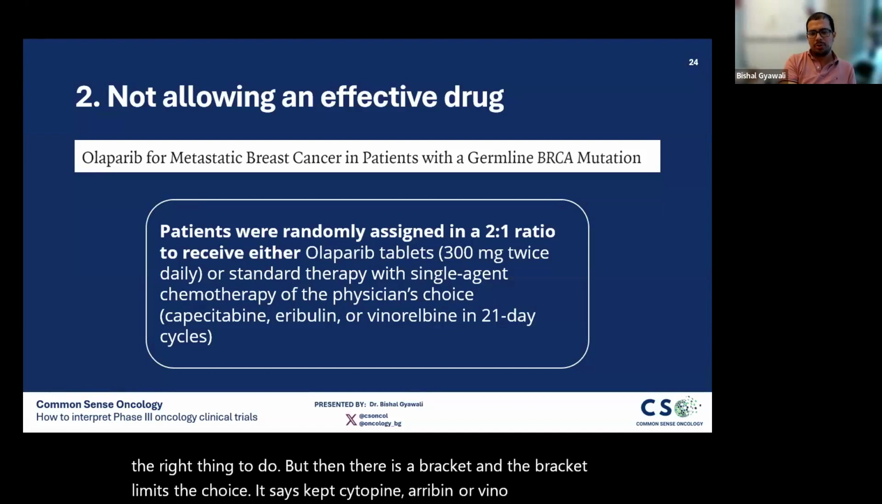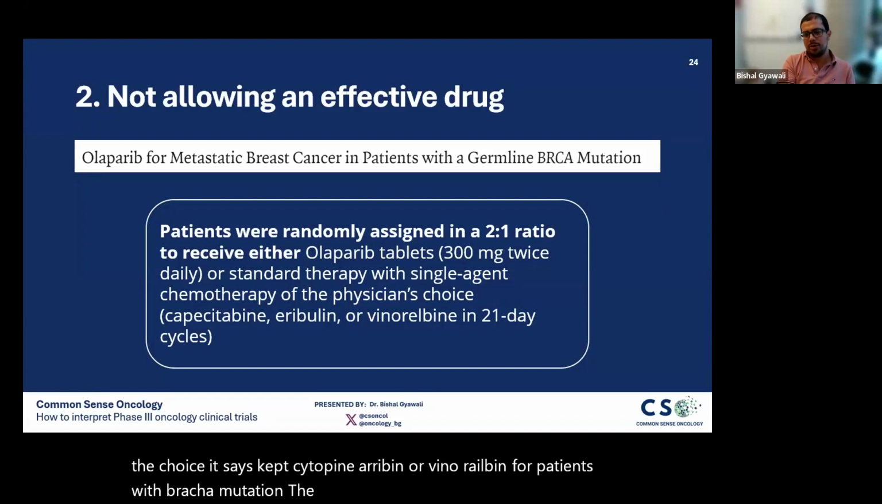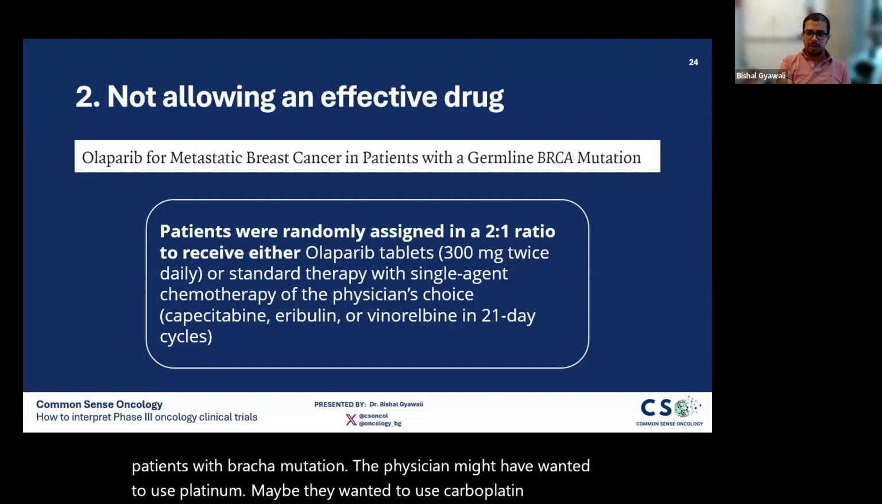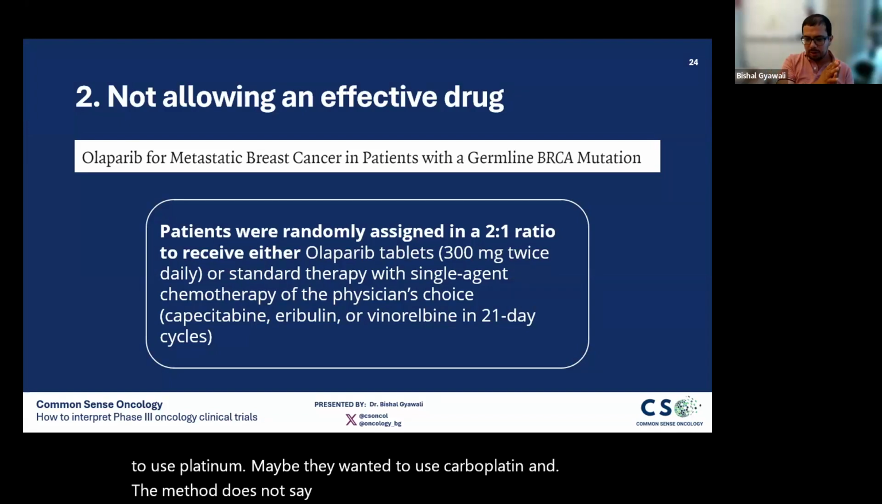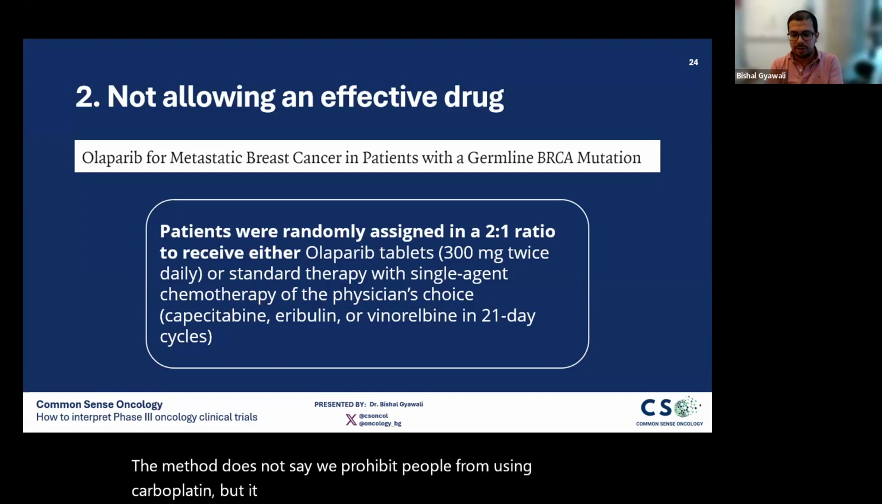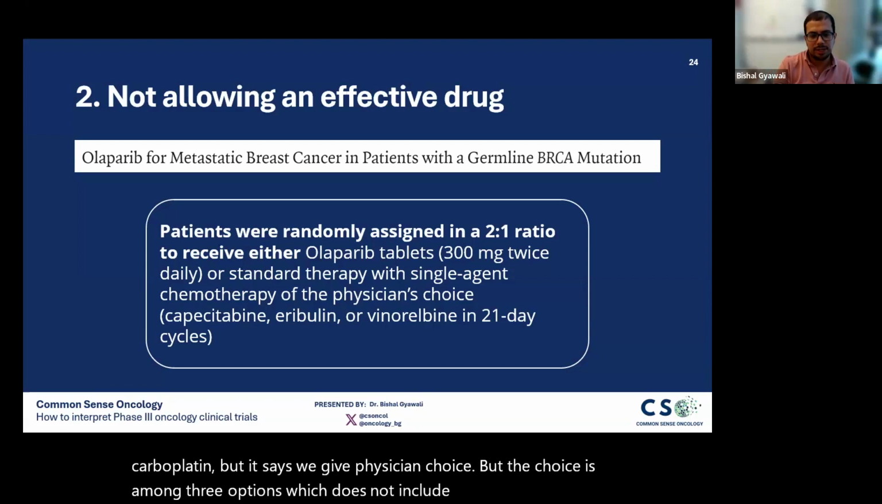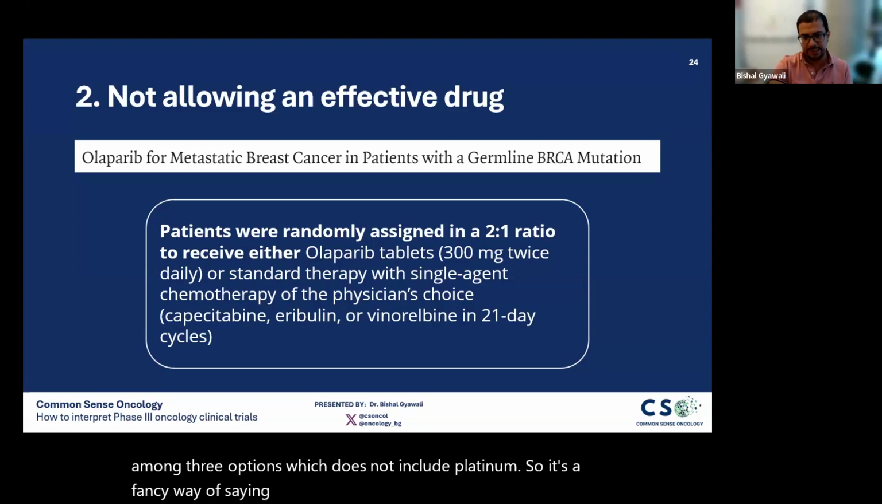For patients with BRCA mutation, the physician might have wanted to use platinum. Maybe they wanted to use carboplatin. And the method does not say we prohibit people from using carboplatin, but it says we give physician choice, but the choice is among 3 options, which does not include platinum. So it's a fancy way of saying we are not letting physician use the best treatment.